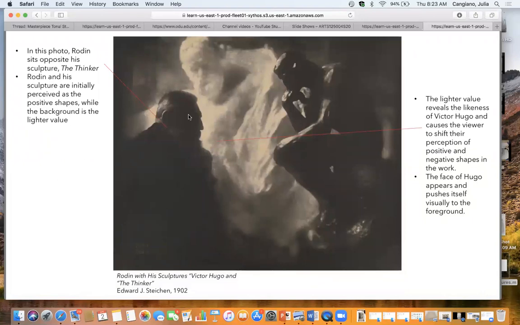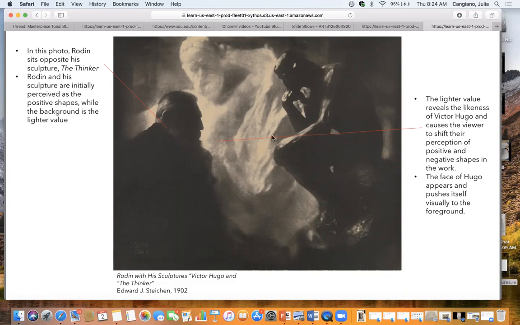So in this photo, this is Rodin, the sculptor, and he is sitting opposite his very famous work, The Thinker. And this is a photograph, and Rodin and his sculpture are initially perceived as the positive shapes, while the background is the lighter value. So initially, when I look at this, I just see these two figures in profile in this really dark silhouette.